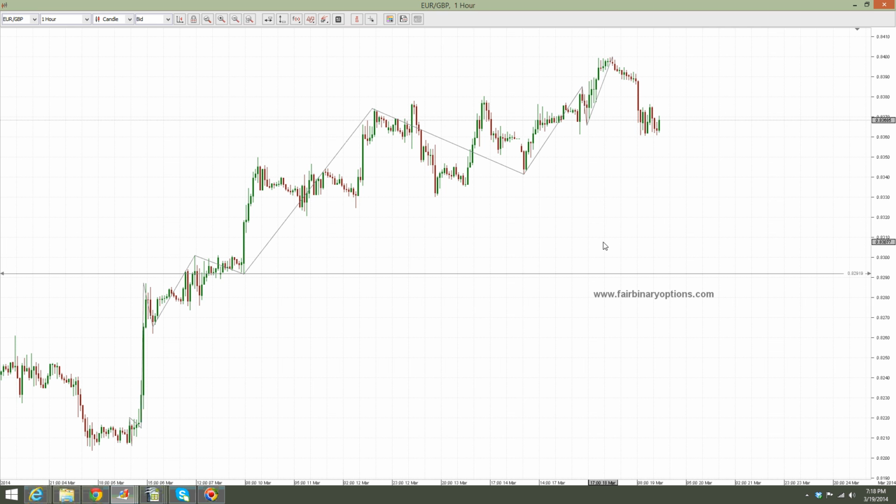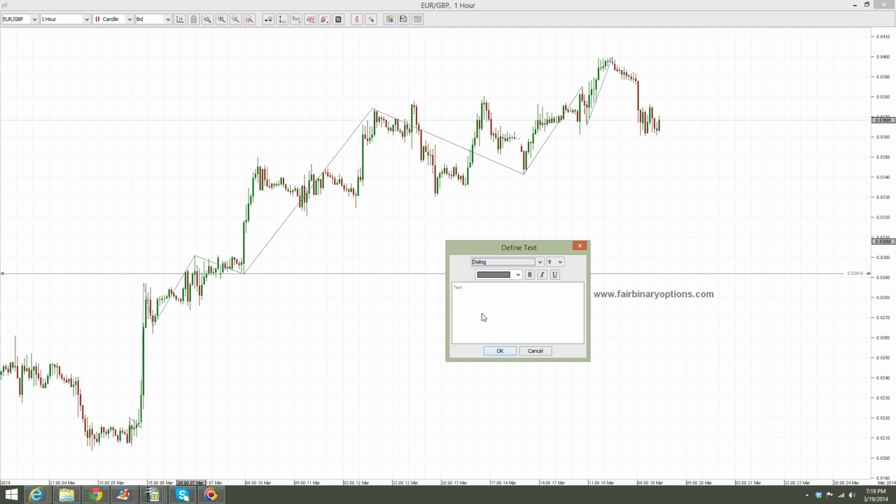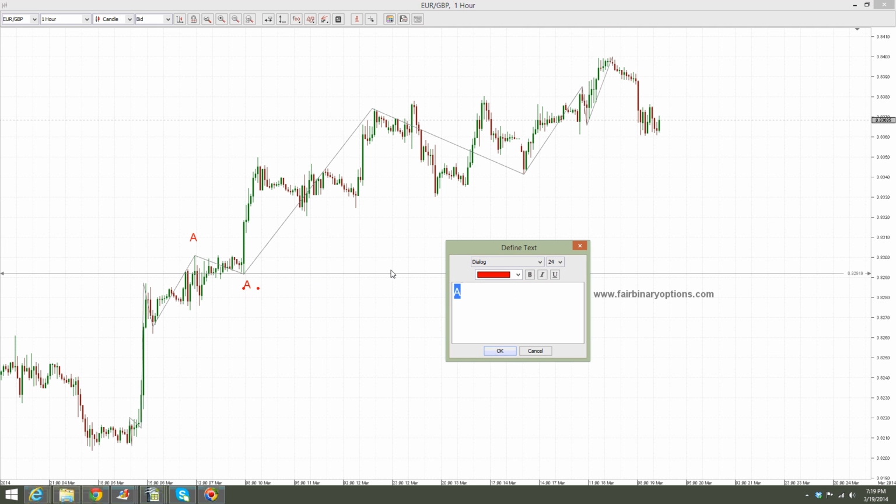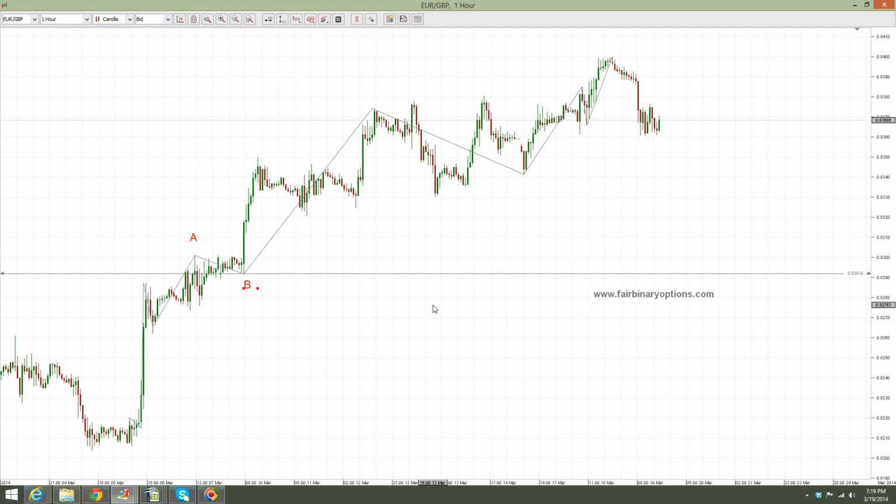Now, as you can see, we are talking about two different situations. First of all, this is being called wave A, and this is being called the B wave. The B wave comes in the form of a contracting triangle. It is mandatory for the B wave to retrace at least 1% when compared with wave A. Well, it has retraced at least 1%.